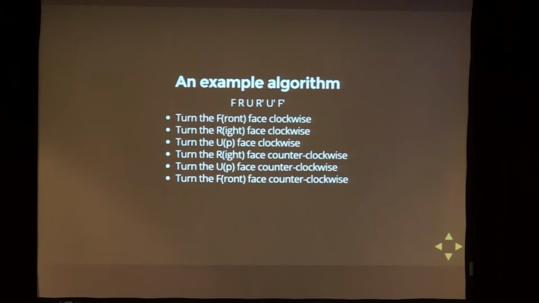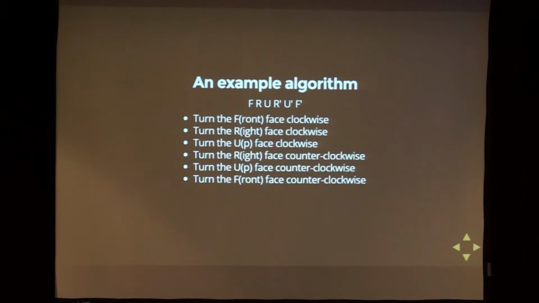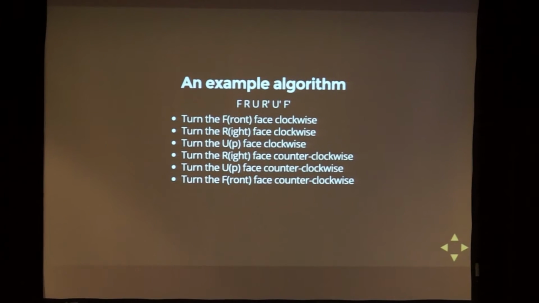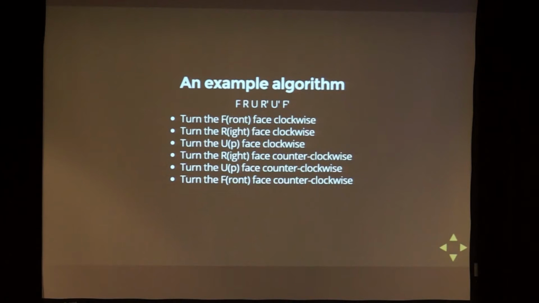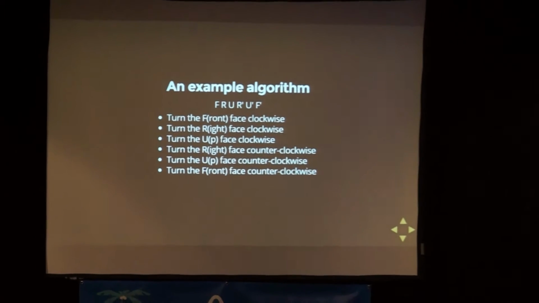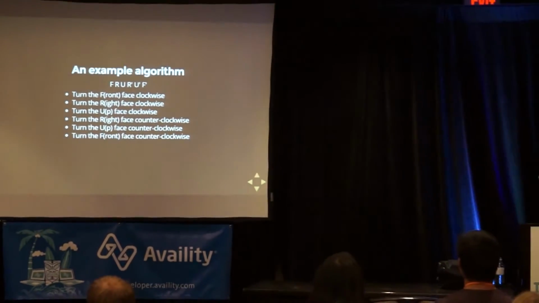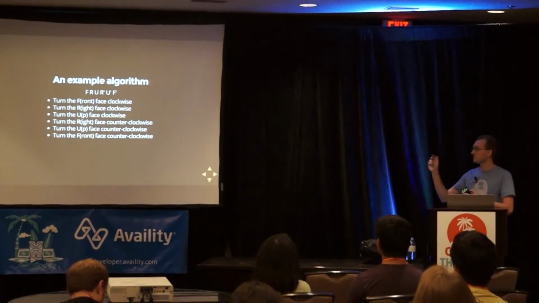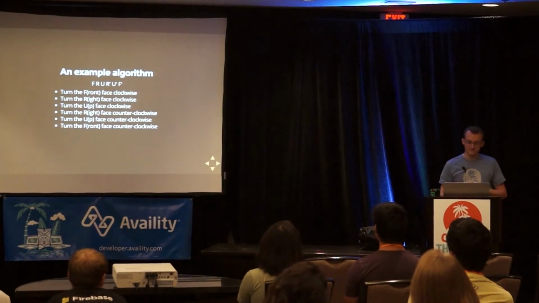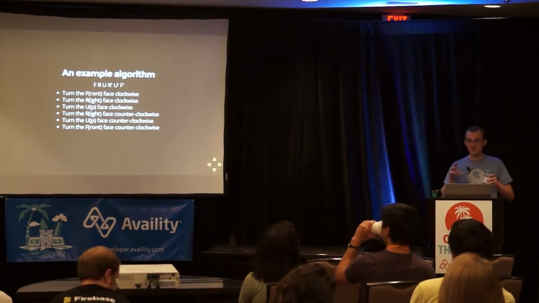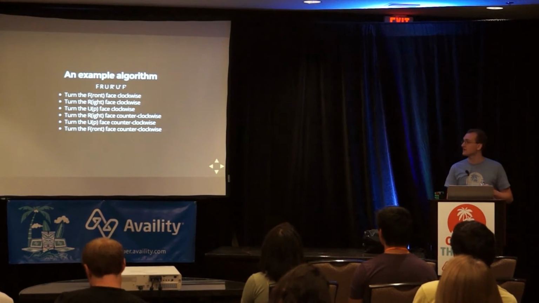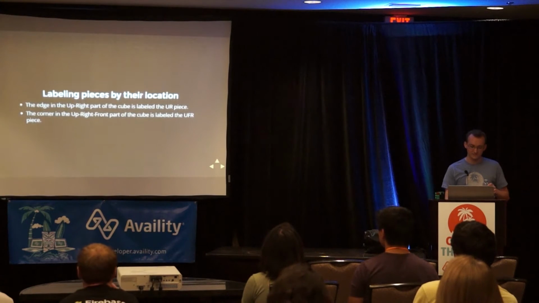And an example algorithm would be this: F, R, U, R prime, U prime, F prime. As a person who solves Rubik's Cubes, that means something to me. Specifically, it means I'm going to do these moves. That might have been quick, but basically 6 moves, representing that I'm going to turn the front face, the right face, the up face, the right face counterclockwise, the up face counterclockwise, and the front face counterclockwise. You don't have to memorize all this notation. We'll go into a little bit later and see how we represent it in F# here.